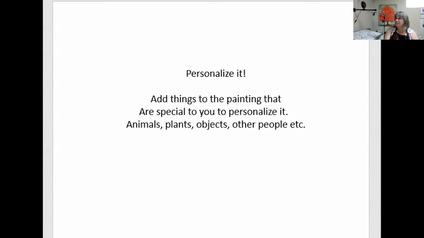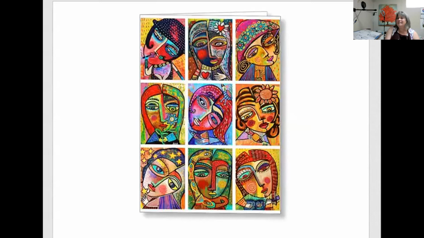Add plants, objects, other people. You can do a crowd of people if you want. You could do a family portrait if you wanted to. This would be a great fun way to do a family portrait. And like I said, when you're adding things, it can be anything.